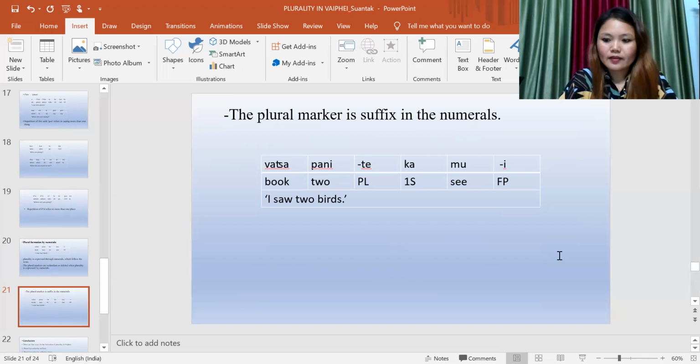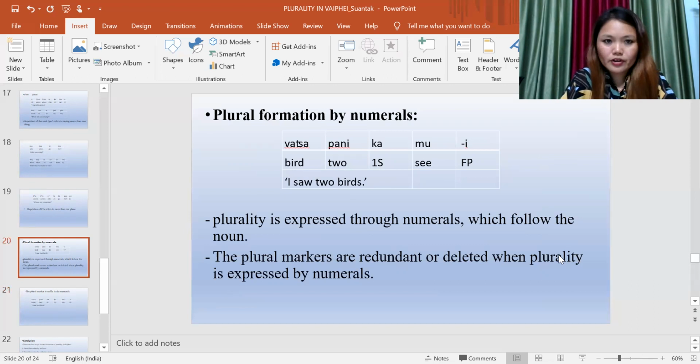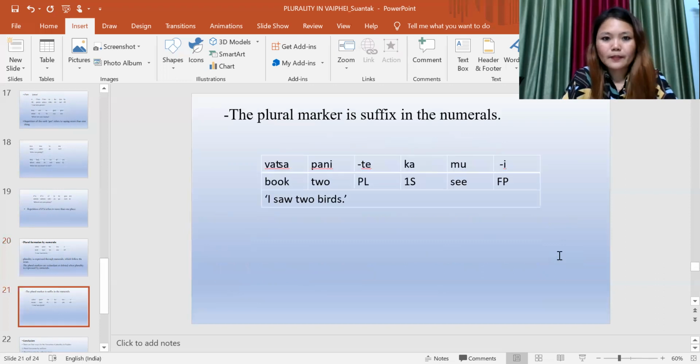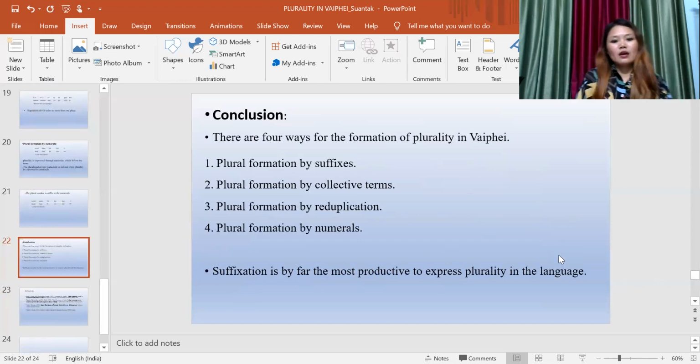Pani te. So like I said, the language prefers the usage of numerals to express plurality. As mentioned earlier, there are four ways for the formation of plurality in Vipe. They are plural formation by suffixes. The suffixes are u, te, and ho. And the next is plural formation by collective terms.